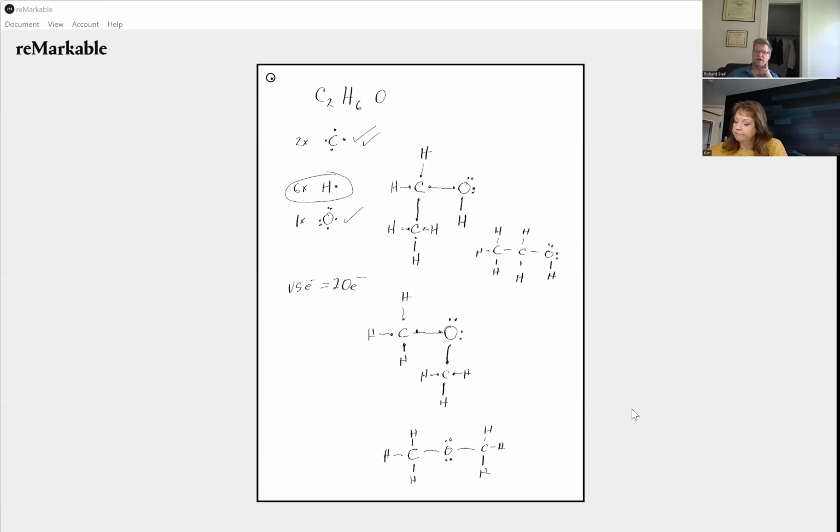What the heck is going on? Notice that the bonding is different. They are both valid Lewis dot structures. They're both valid compounds. These are called isomers.